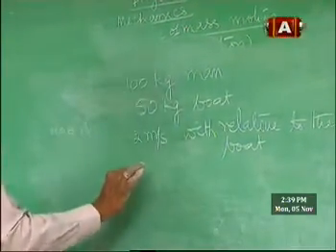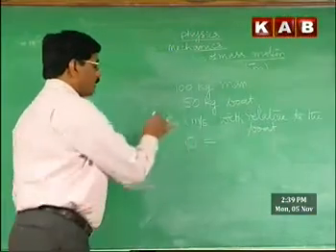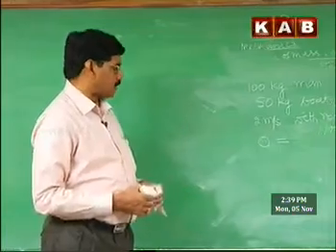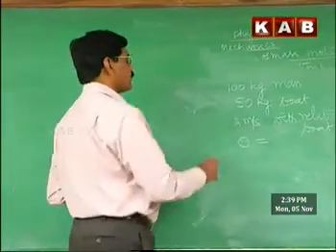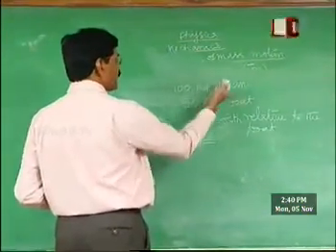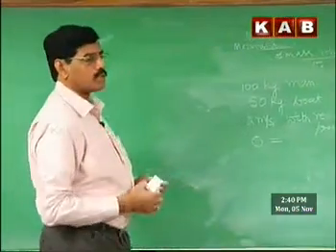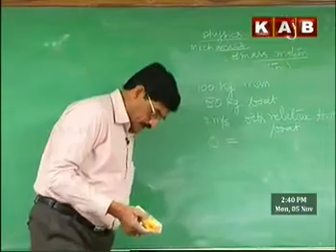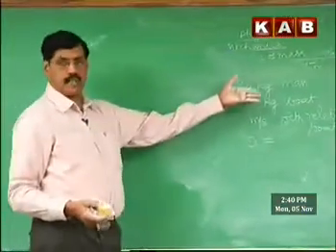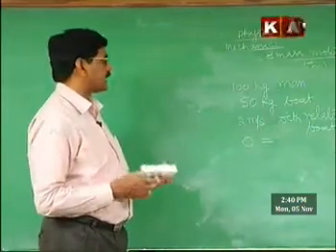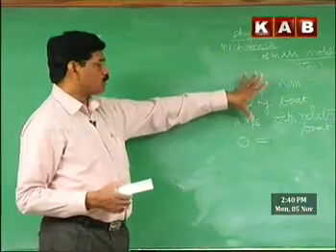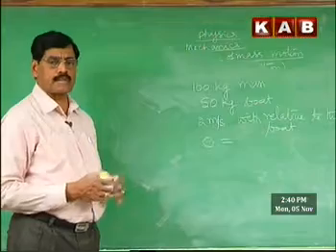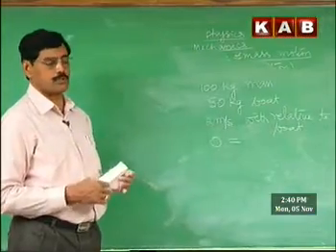Now, initially, boat and man are at rest. Therefore, initial linear momentum is 0. Final linear momentum at any instant of time: when man starts moving, boat also will be moving. The reason is the boat-man system is not experiencing any external force. Therefore, the center of mass of the boat and man system has to be at rest, and the linear momentum of the system is to be conserved.